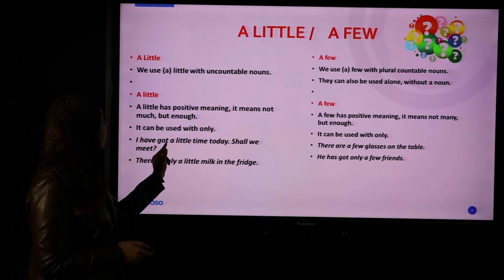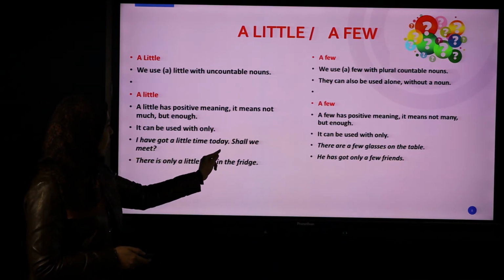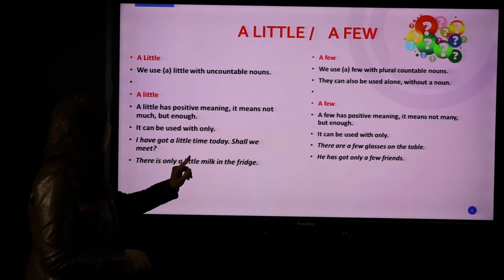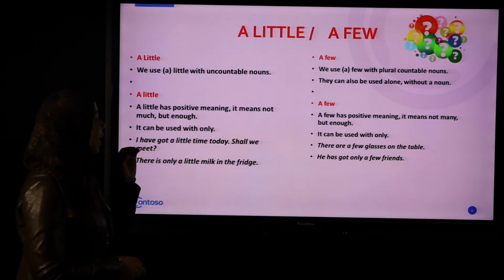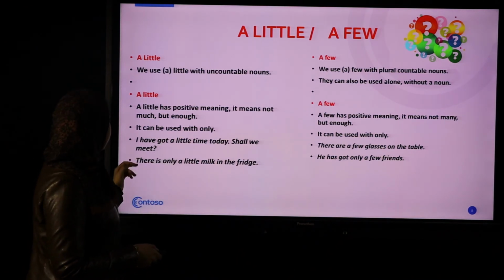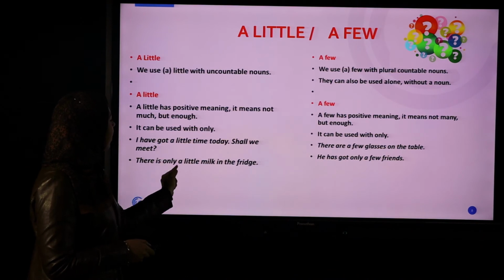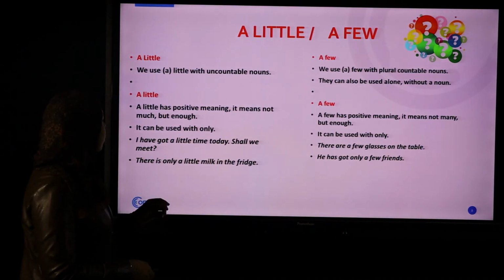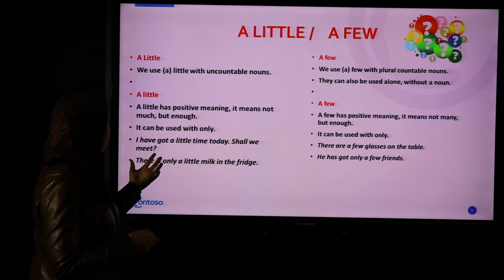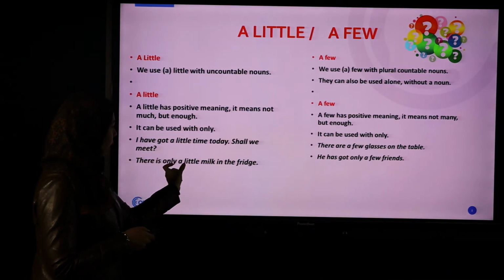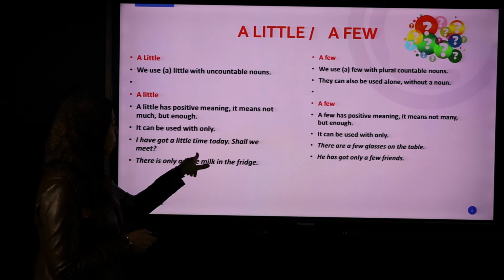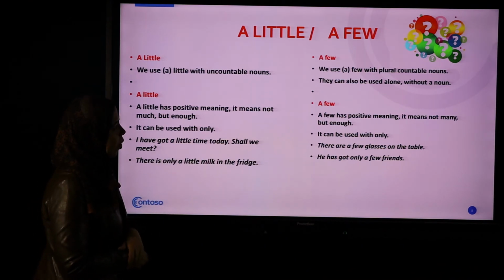I have got a little time today. Shall we meet? I used a little here because I'm talking about time. I cannot count time, so I used a little. Like when we say there is only a little milk in the fridge, I used a little. It means not very much, but enough milk in the fridge. I used a little with it because milk is uncountable.